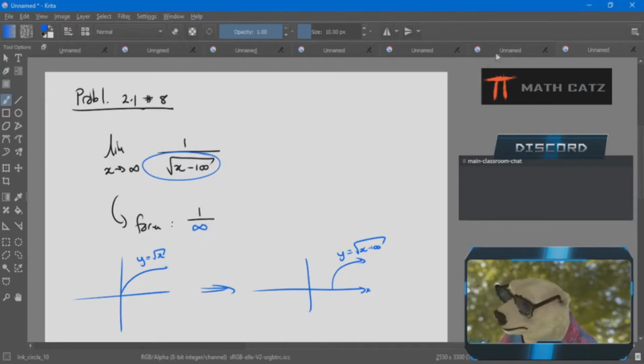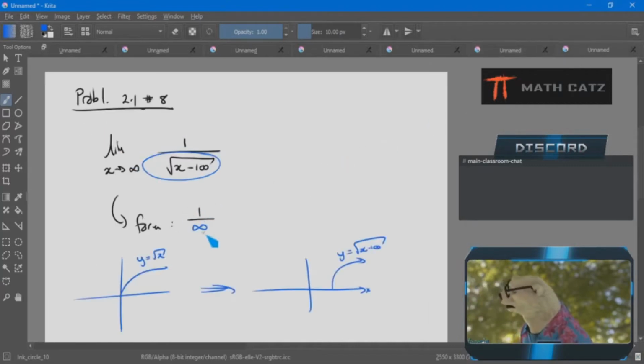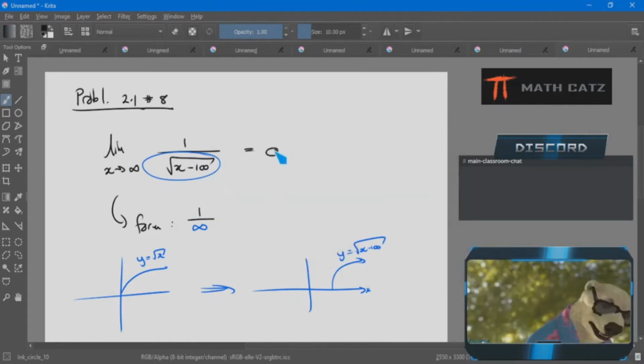Now I have a situation, even though the function was something that I didn't know what to do with, it wasn't a rational function or anything, I have a situation very similar to this guy, where I have a number over something that blows up in size. It doesn't matter what makes it blow up in size. If the numerator doesn't match it, the whole thing is going to shrink to zero.